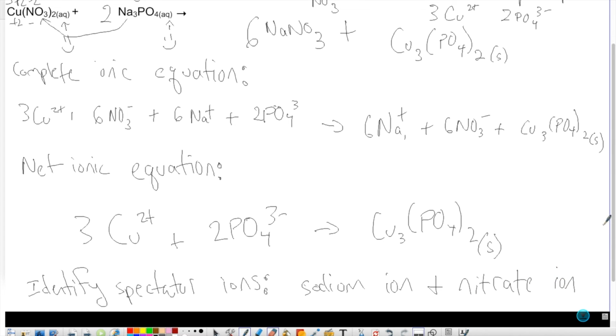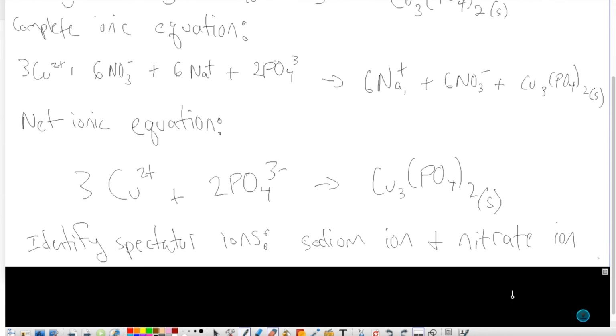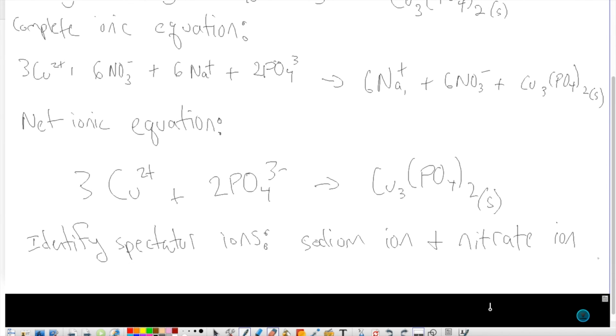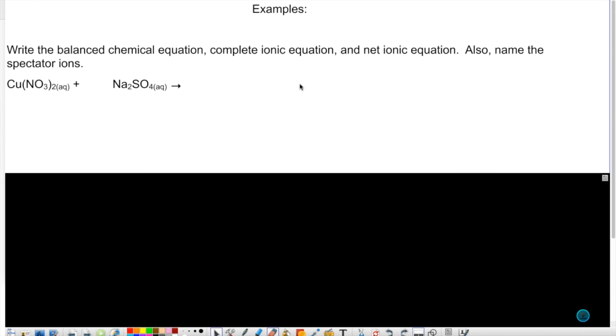Okay, I might ask you for the formula of the spectator ions. I might ask you for the name. Just be aware of what I'm asking for. All right, now this one, I want to write the balanced chemical equation, complete ionic equation, and net ionic equation, also named the spectator ions. Okay, so the first thing that I want to do is I want to make the products and make sure that a precipitate forms. Okay, so one of my products is going to be copper 2 sulfate.